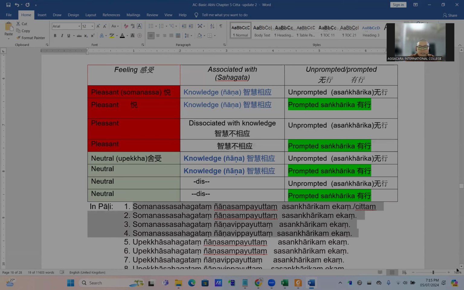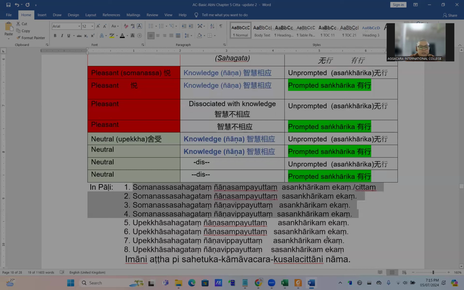Once you remember this, you just change the somanasa, pleasant feeling, to neutral. So it will be upeka sagatam. Repeat the same thing as above: jnana sampayutam asankarikam, jnana sampayutam sasankarikam, upeka sagatam jnana vipayutam asankarikam, jnana vipayutam sasankarikam. So actually it's not difficult to memorize the Pali.